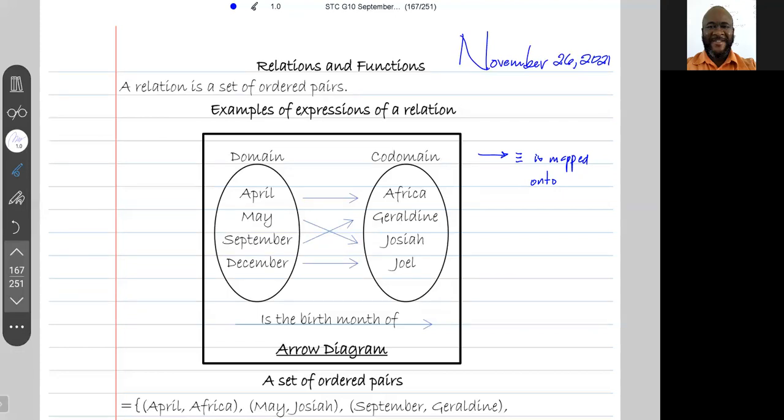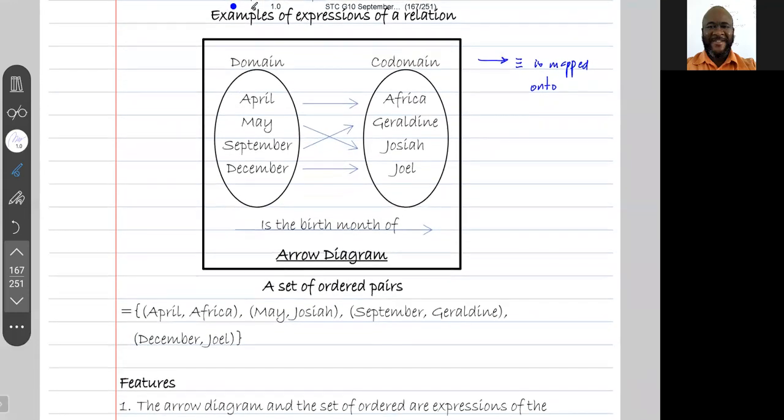So in essence, all that this is saying is April is the birth month of Africa. September is the birth month of Geraldine. May is the birth month of Josiah. December is the birth month of Joel. So this example of a relation is called an arrow diagram.